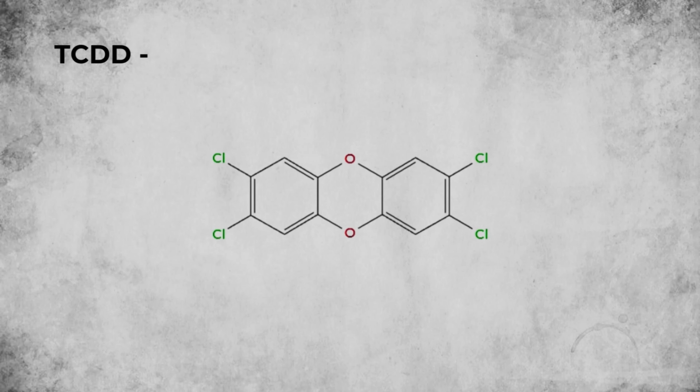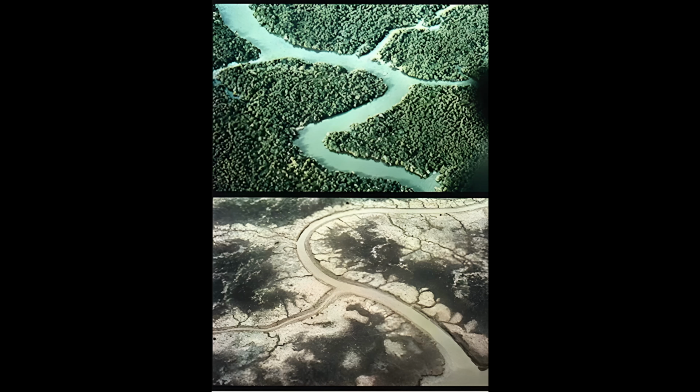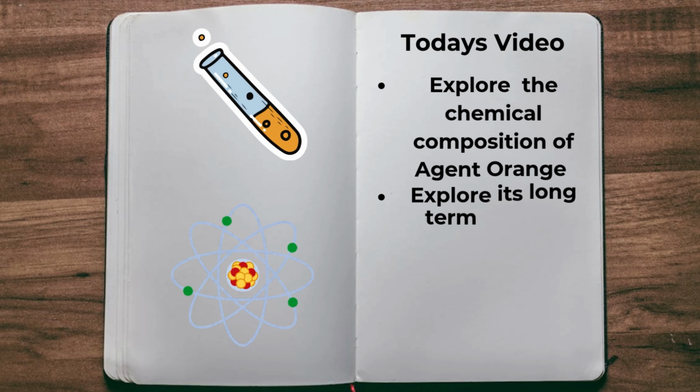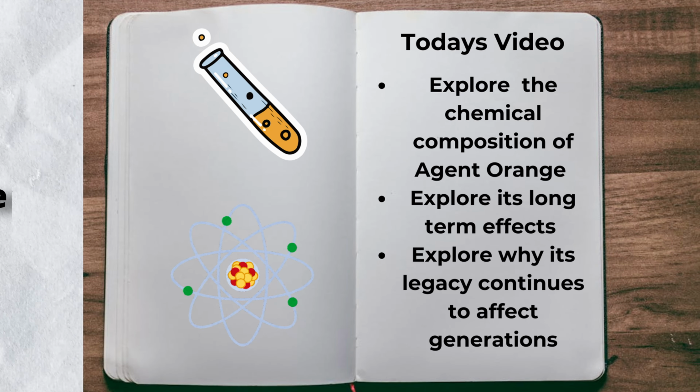While intended as a tactical advantage, its unforeseen consequences were catastrophic. The herbicide contained TCDD, 2,3,7,8-tetrachlorodibenzo-p-dioxin, a highly toxic substance that has persisted in the environment, causing long-lasting harm to human health and ecosystems. In this video, we will explore the chemical composition of Agent Orange, its long-term effects, and why its legacy continues to affect generations.